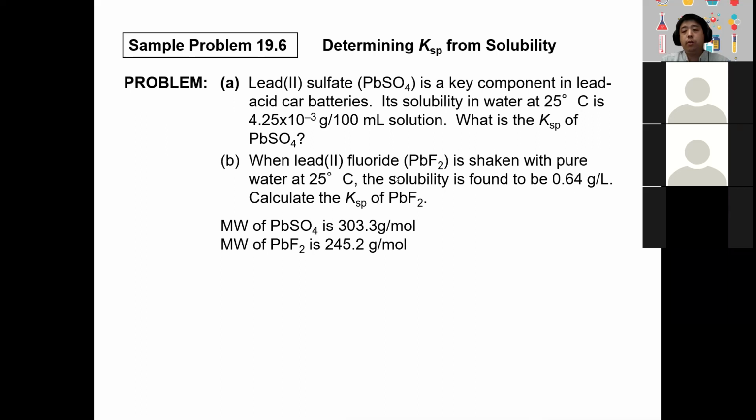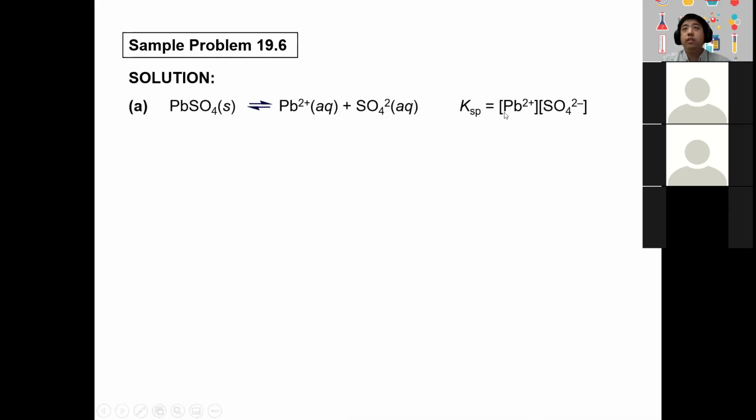Okay, so let's go through both of these. I'll go through this with you so it's a little easier. In the very beginning, we know the setup is like this. This is our equation. This thing is insoluble. Some of it comes out, so I can set it up. My equation looks like this. It happens to be a 1-to-1 ratio. Lead is 2 plus, SO4 is 2 minus, so it's just a 1-to-1 ratio.